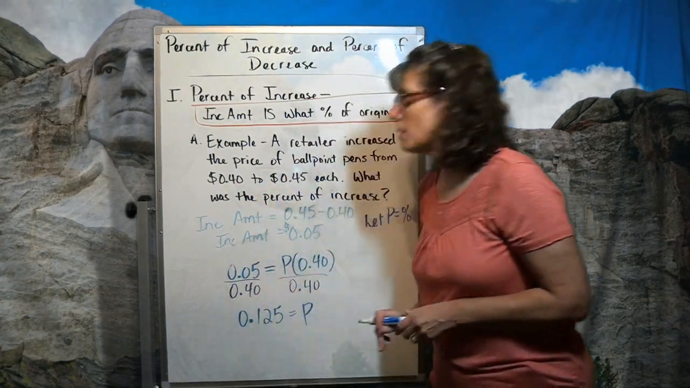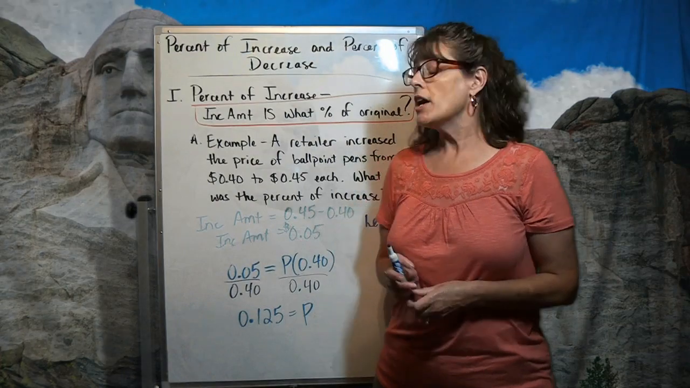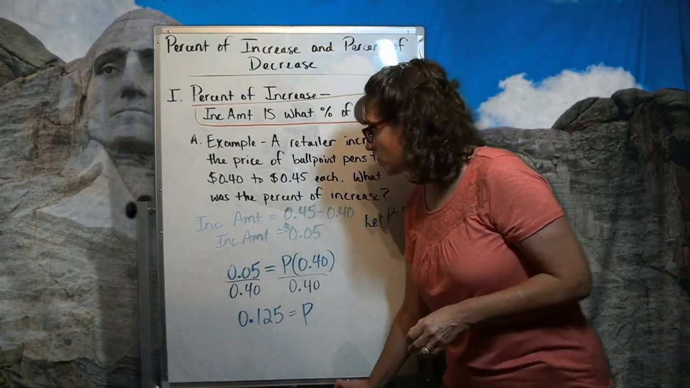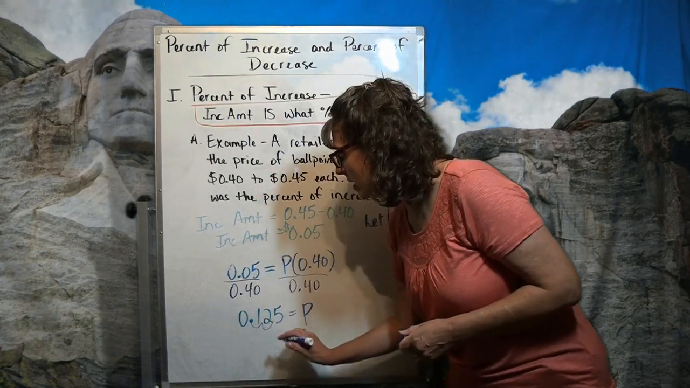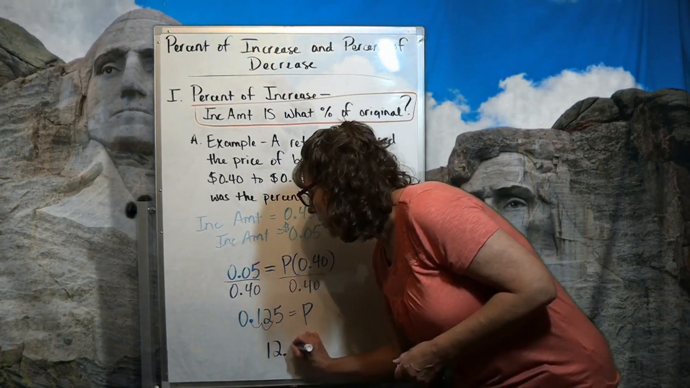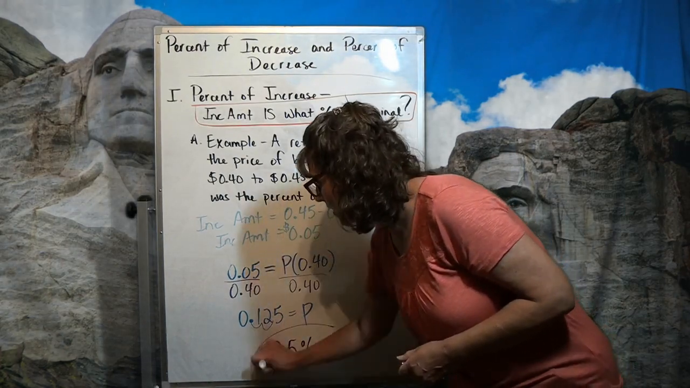We just need to remember that that's the decimal value. We want to know the percentage value. And you know that in order to turn this into a percentage, all you have to do is take that decimal point and slide it 2 to the right, giving us 12.5%. That is the percent of increase.